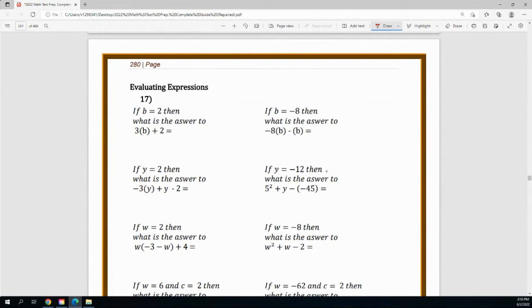Evaluating expressions is the same as it was before in the previous example, though as your techniques and your skills advance, things will start to change a little bit. Let me demonstrate. Look at this guy right here. This is the expression. It is -8 times b minus b.